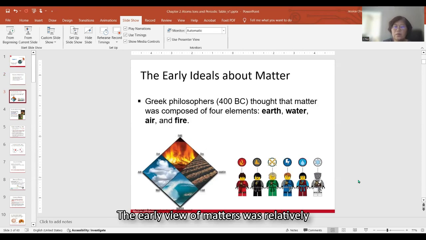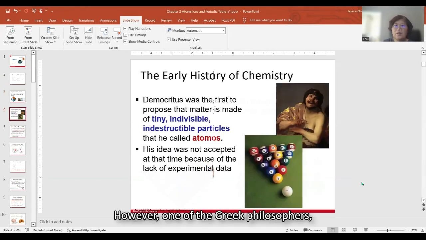The early view of matter was relatively simple. Greek philosophers in 400 BC thought that matter was composed of only four elements: earth, water, air, and fire. However, one of the Greek philosophers, Democritus, had a different view. Democritus thought that matter is made of tiny, indivisible, indestructible particles.